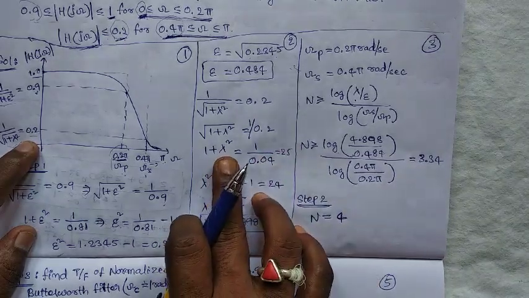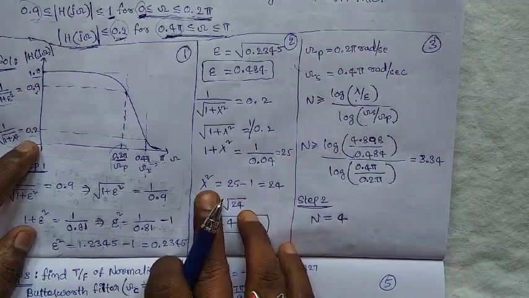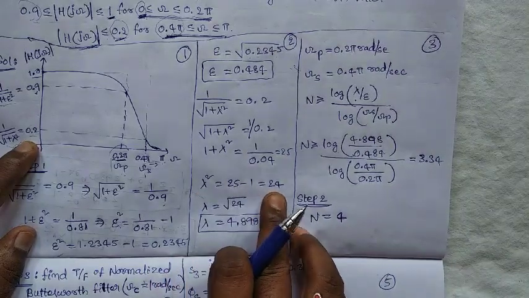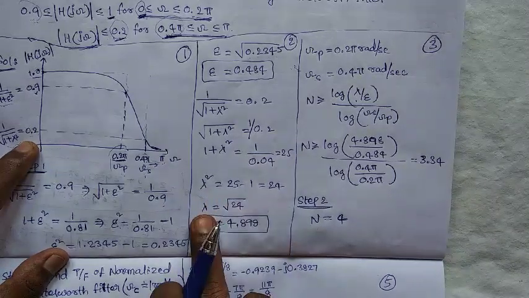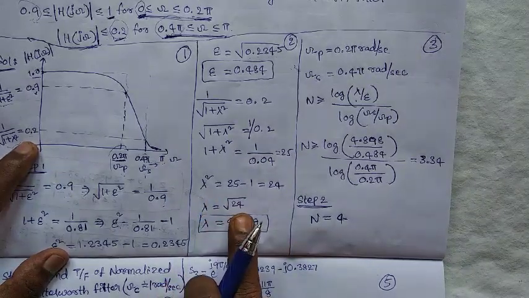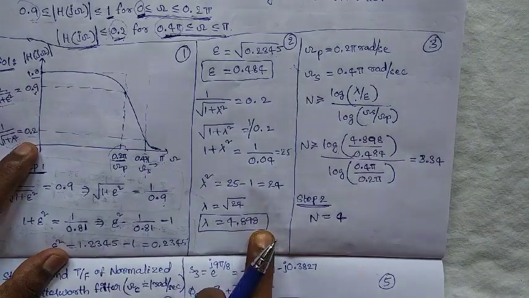From this we are determining lambda square. We are taking this 1 to this side, so lambda square is equal to 25 minus 1, that is 24. Now we are calculating the lambda value. Lambda is equal to square root of 24. Here lambda is equal to 4.898.